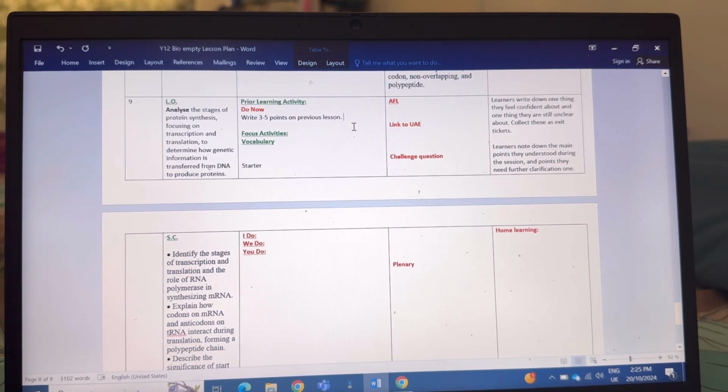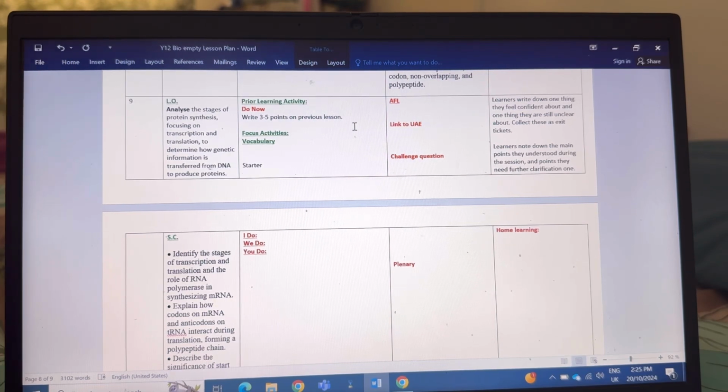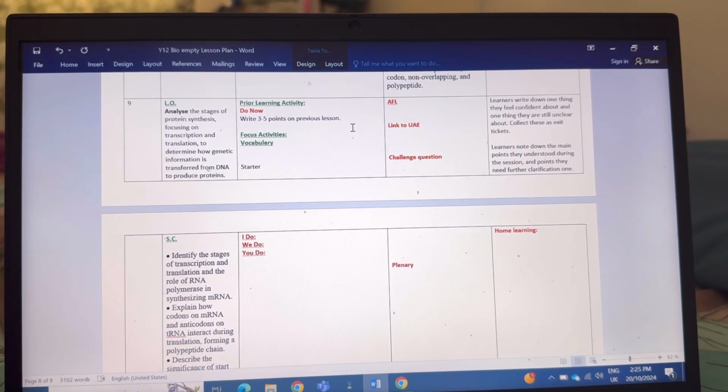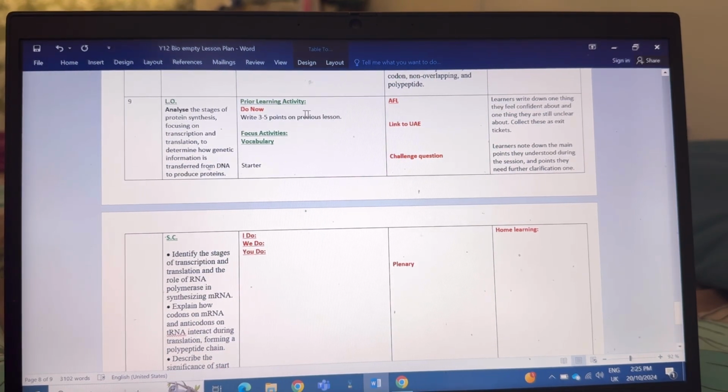If it is my year 7 students, I don't tell them to write in sentences because they take a long time. For year 7 science students, I have just told them that during do now, they are supposed to write any 3 keywords or any 5 keywords from the previous lesson. Now, this remains the same in all my lessons. I don't have to change this.